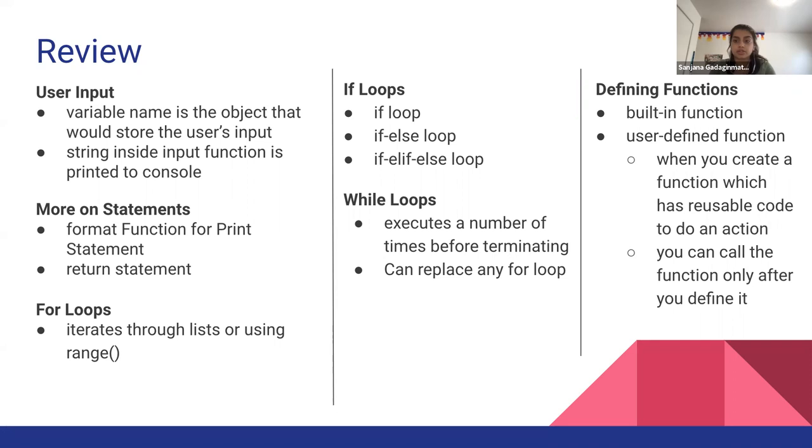Remember when you're using functions and you want to print something out at the end, you have to make sure that you return a value to that function so you know what the value of the function is in whatever scenario. And for loops, they can iterate through lists or using range. And then we did if, if else, and if elif else statements. We did while loops, which is basically executing a number of times before terminating. And remember, if you ever have a forever while loop, make sure you check for that in your code, because that can be a real headache.